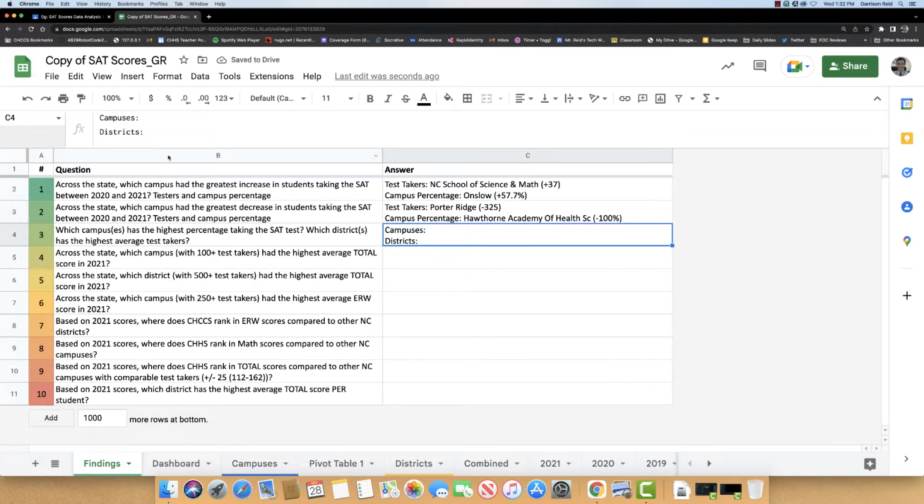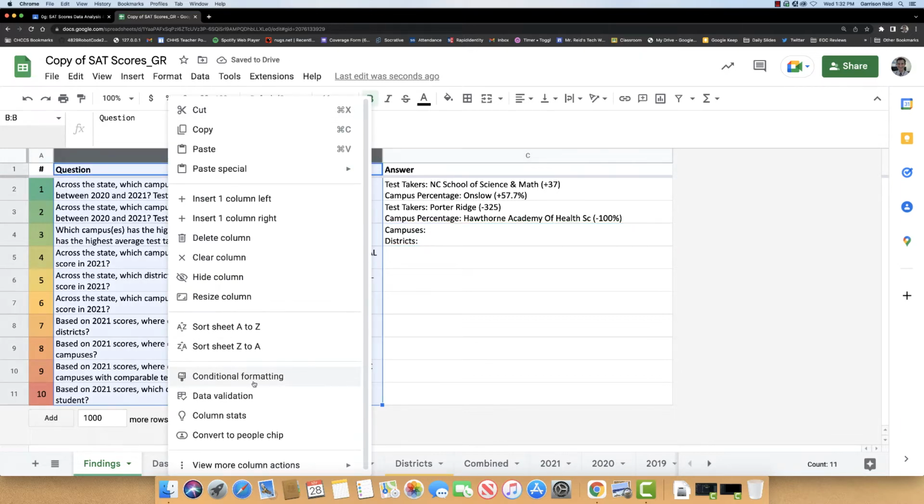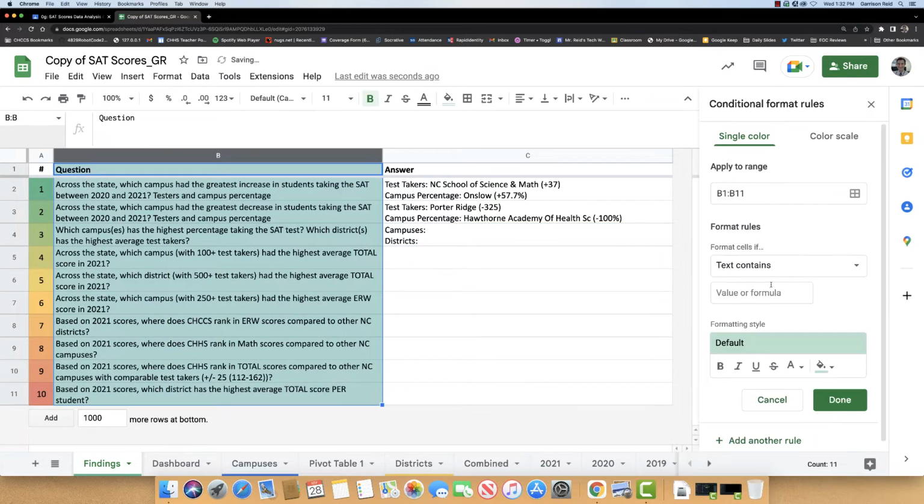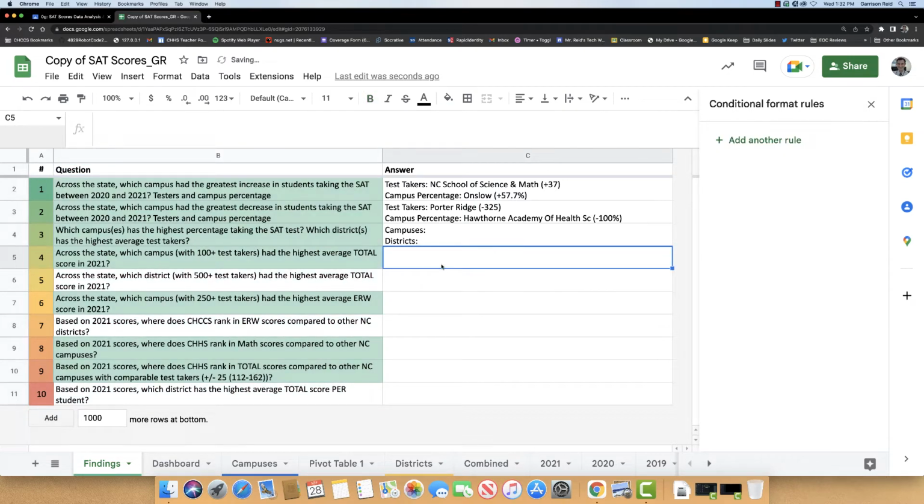All the questions we're going to start with are the ones that relate to campus. So I'm going to do a conditional format: text contains campus. You don't need to do this if you're following along, but that's so we know the order we're going to address them in.